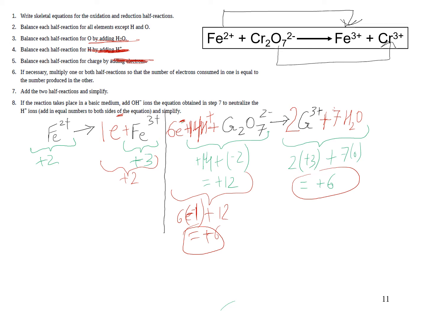Step number 5, perfect. So now we move on to step number 6. If necessary, multiply one or both half reactions so that the total number of electrons consumed in one is equal to the number of electrons produced in the other. So what does this step mean? What is the total number of electrons in this case that is used or produced? 1 electron. Okay, so this half is only 1 electron. This half has 6 electrons.